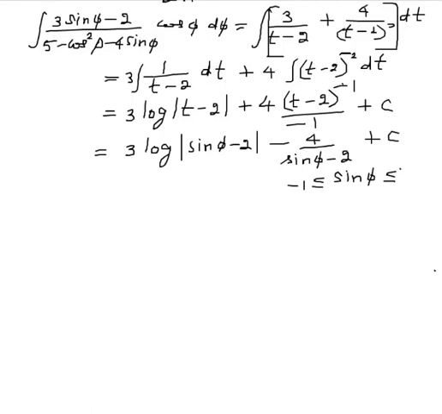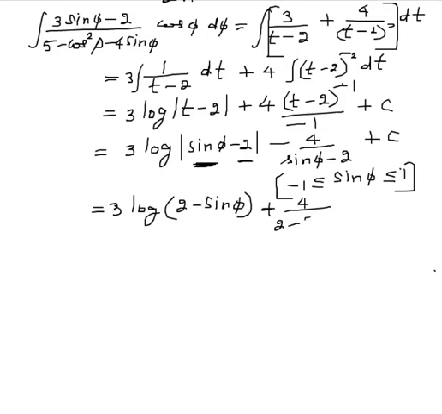We know that minus 1 is less than or equal to sine phi, which is less than or equal to 1. Therefore, sine phi is less than 2. I can write this as 3 log of 2 minus sine phi and remove the absolute value sign because sine phi is always less than 2. Minus, here I can change the sign to make it positive, 2 minus sine phi. Here there is no absolute value sign. So the minus sign comes out, minus and minus will become plus.